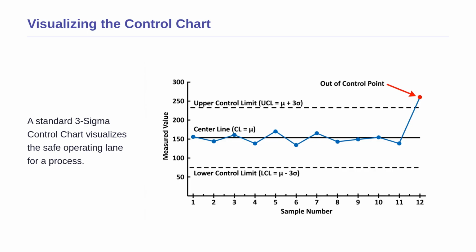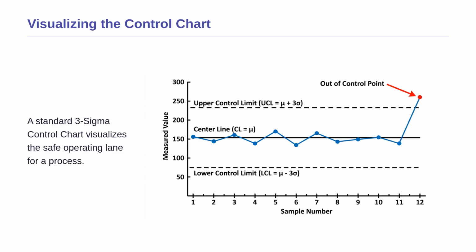Before we move on to a concrete example, let us visualize everything we have just built. On your screen is a standard 3 sigma control chart. The horizontal axis represents the sample number over time, while the vertical axis represents the measured value. Right in the middle, you see the solid center line at mu. Above and below it are the dashed lines representing the upper and lower control limits.